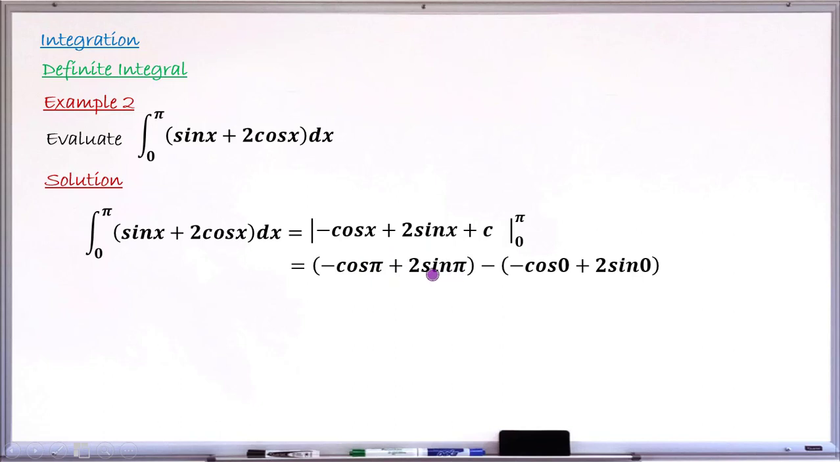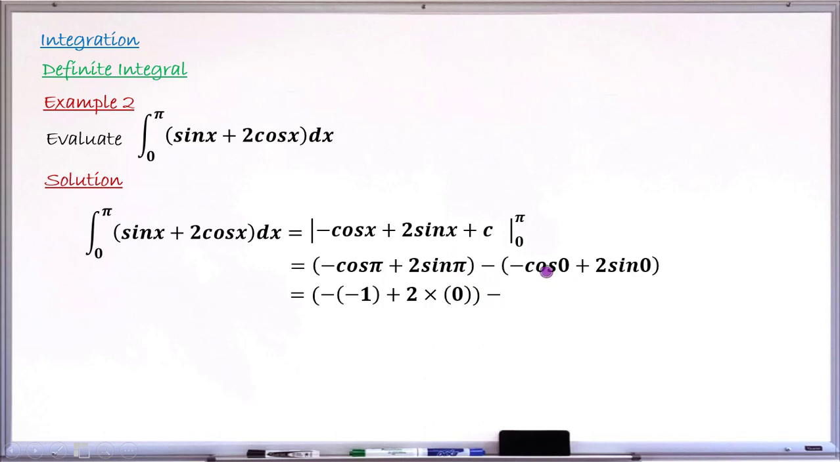the 2 sine pi. Cos pi, remember, is nothing but minus 1, but I have the minus outside, so that gives me minus the 1 outside. Cos pi is minus 1 plus the 2 times sine pi. Sine pi is 0. Then I'll copy this very minus. Then I'll move to the second bracket.